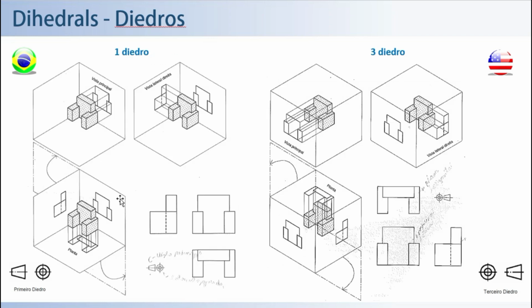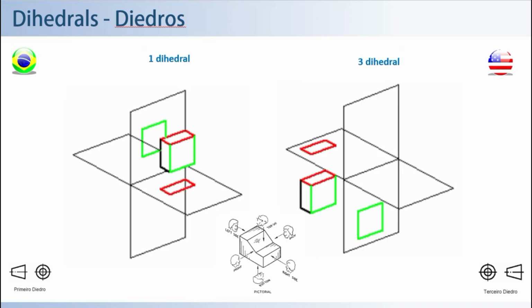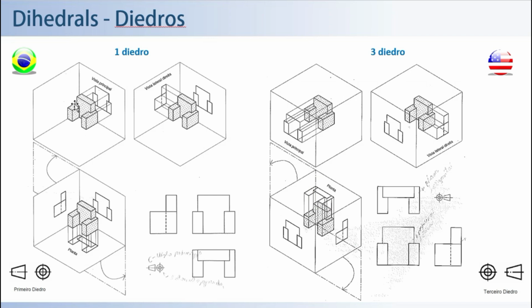For example, here we have an object in first dihedral, and imagine you put your object in first dihedral like that. The object is right here, this object. The front view you can see is exactly this. The left view is like this. You are seeing from this side to the other, you see this image. The plane is right here. Because of this, you can see only the right view right here, and the top view is right here.